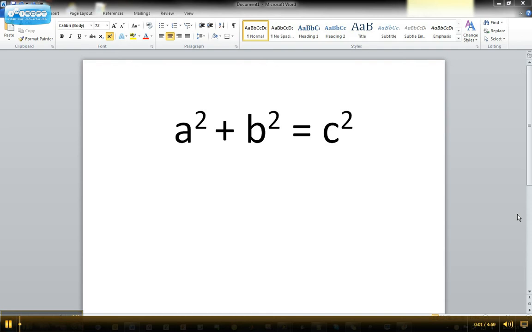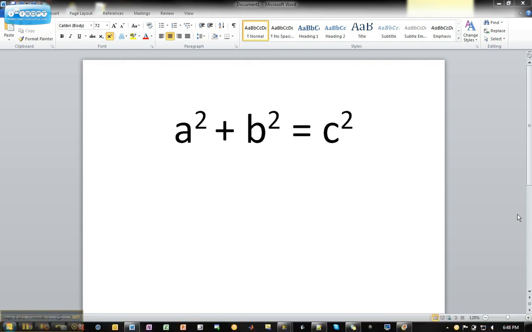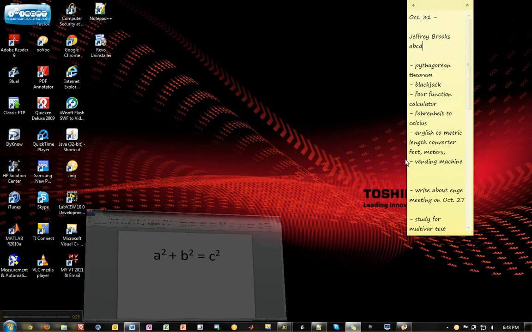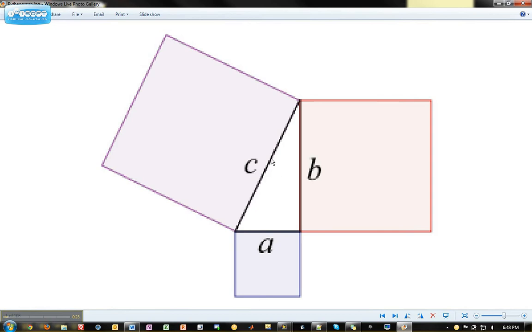I'm going to show you how to make a Pythagorean Theorem equation solver in LabVIEW. So we have the equation for the Pythagorean Theorem, which most of you probably already know, or you're learning it right now in middle school. It's the equation that you use to find the hypotenuse of a right triangle. So you have the A side, the B side, and the C side is the hypotenuse.